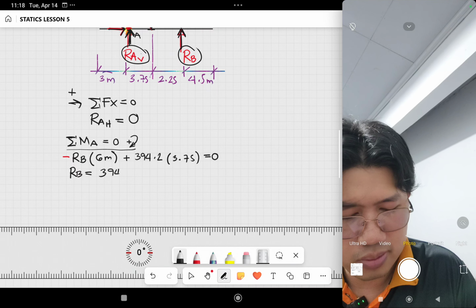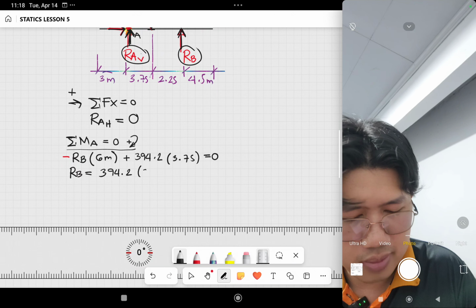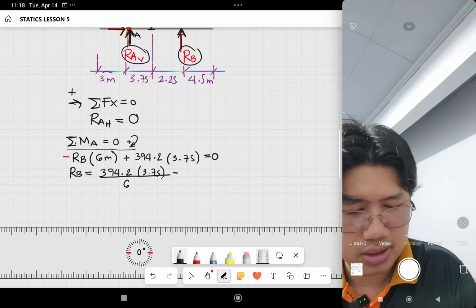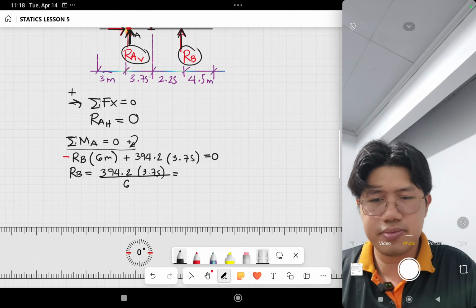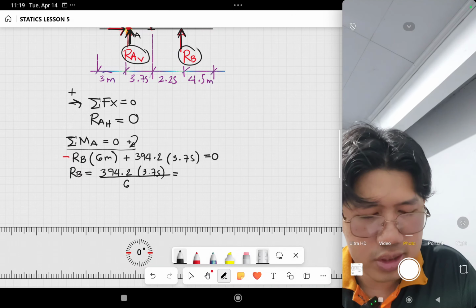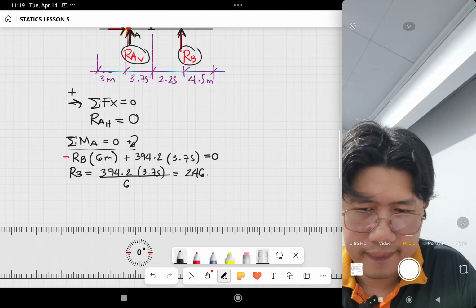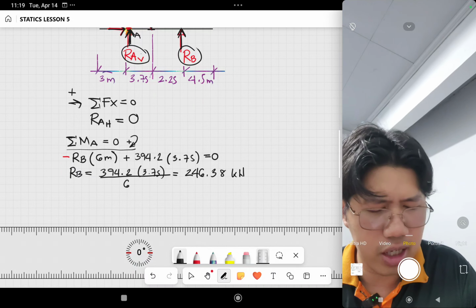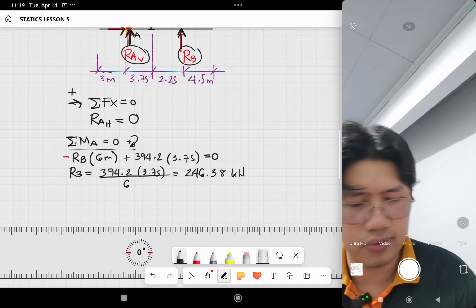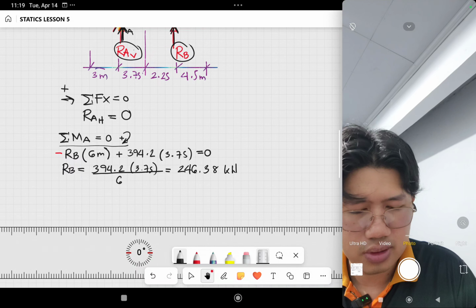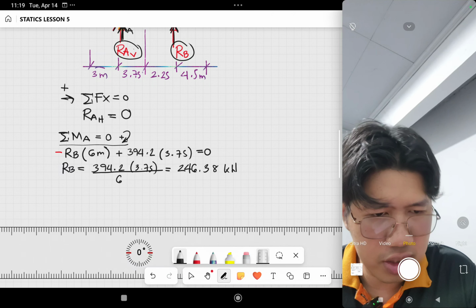So we have 394.2 times 3.75 divided by 6. So that is equals to 246.38 kilonewton. Okay, reaction forces are always concentrated forces.